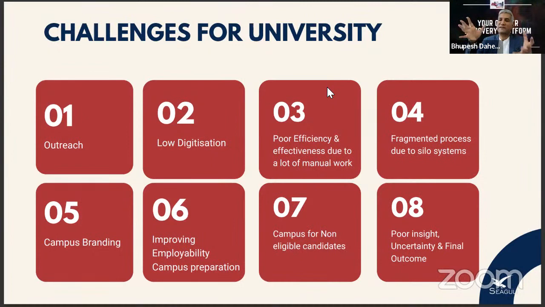The fourth piece is fragmented processes due to silo systems. For example, you're inviting companies through a Google Form, then importing the data, then sending requests through email, giving the confirmation, your candidates are feeding data in a Google Form, then you're downloading an Excel sheet, then shortlisting, then sending it to the recruiter. So all these are silo processes because of silo systems. It's not that they designed it that way, but there's no system which can integrate all those pieces. Integration is not a difficult proposition, but very few companies have done that.